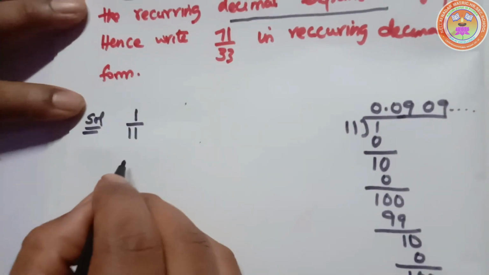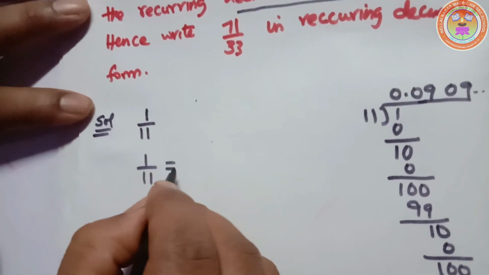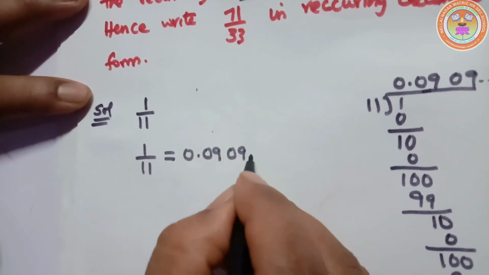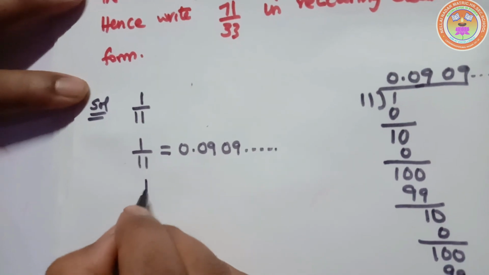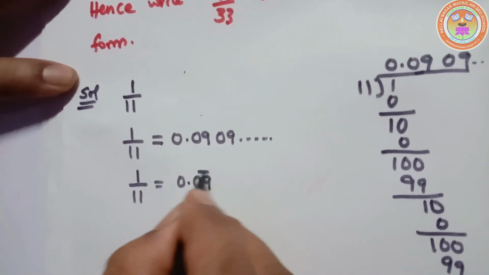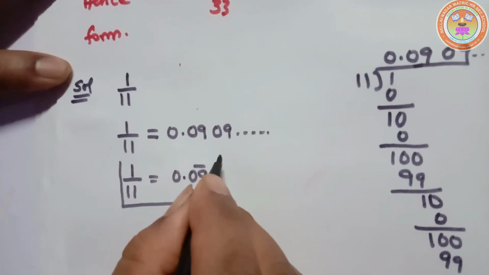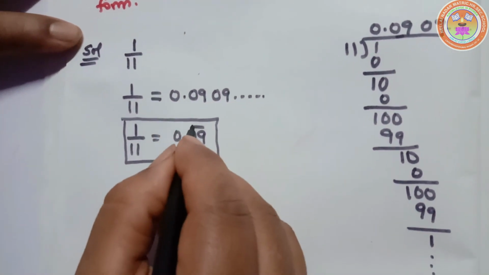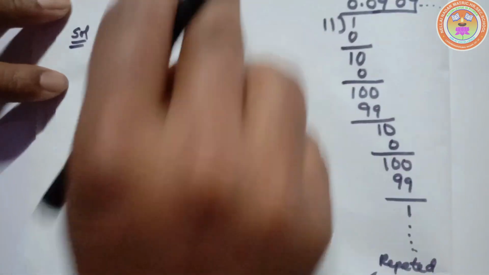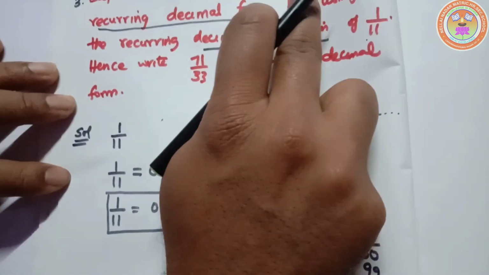So it goes 0.0909 like that. So 1 by 11 you can write as 0.0909 dot, which can be written as 0.09 with a bar. So 1 by 11 is 0.09 bar.